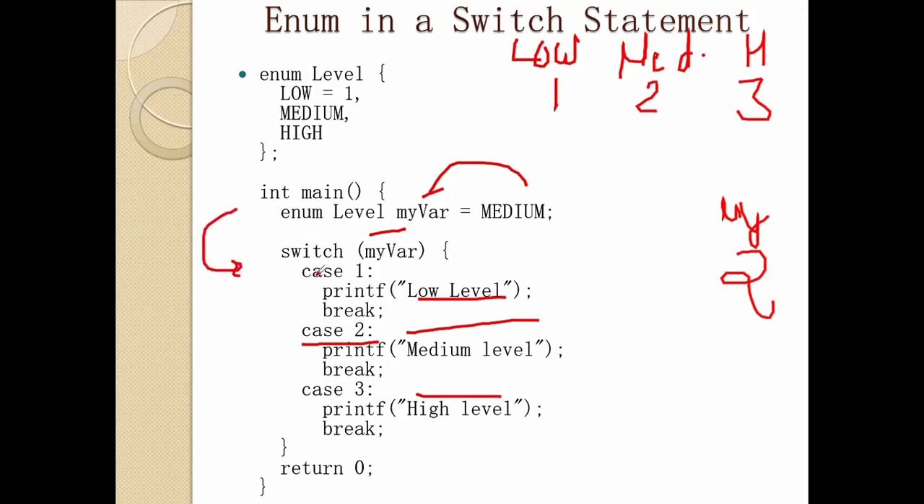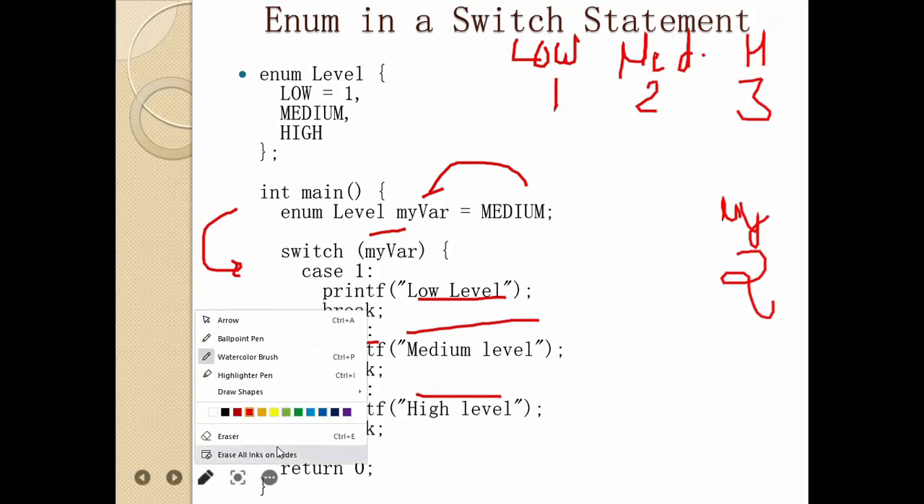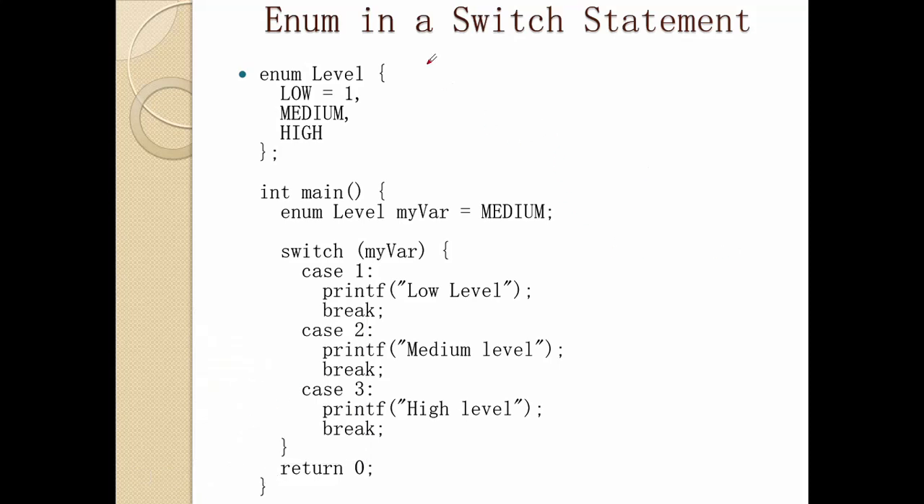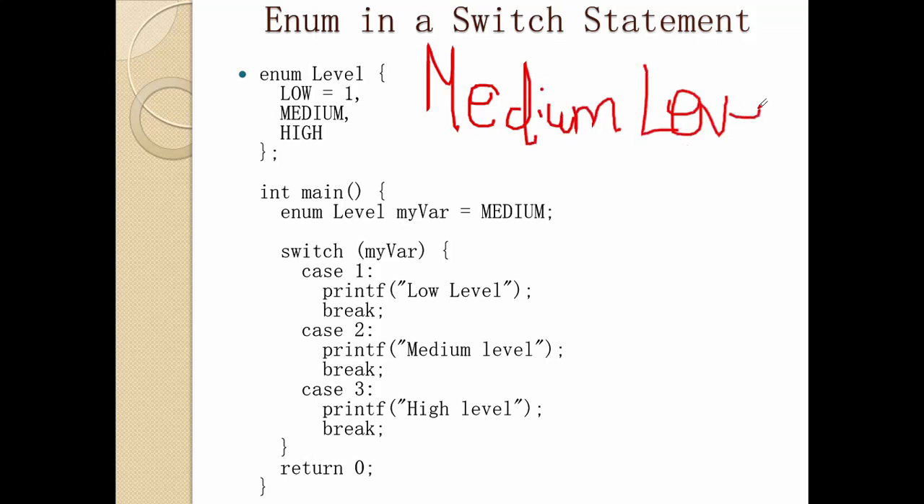Case 1 will be false because the my var value is 2. It's going to case 2 now, and for case 2 it will find that yes, the condition matches, the my var value is 2. It's going to print medium level, and it's going to break the statement, and the execution will end. So the output for this program would be medium level. We have seen how the execution is done. That is going to be medium level.